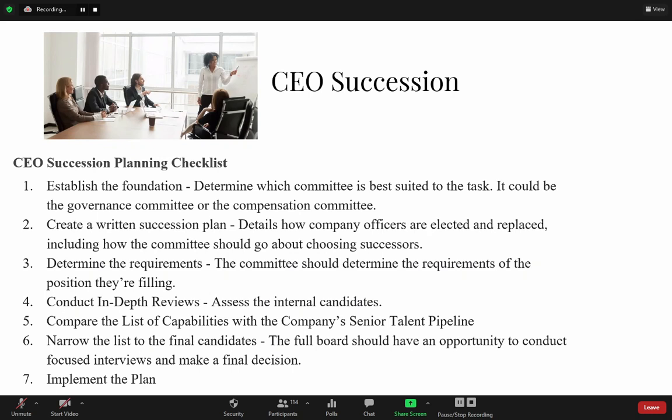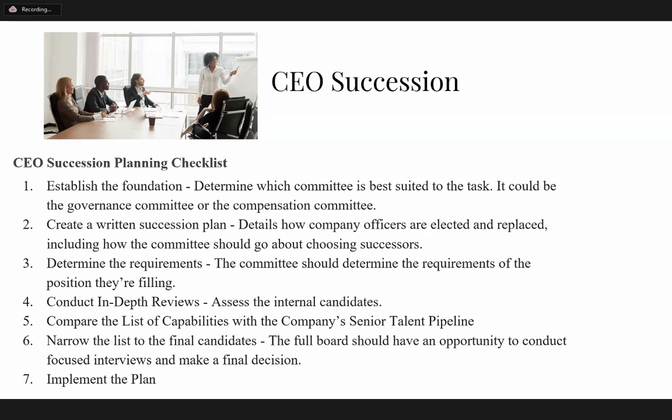The committee should determine the requirements of the position they are filling. Next is to conduct in-depth reviews. This is done by assessing the internal candidates' skills and seeing if they match the requirements. Then the committee compares the list of capabilities with the company's senior talent pipeline. They narrow the list to the final candidates.